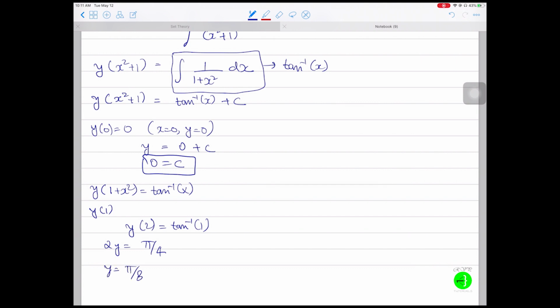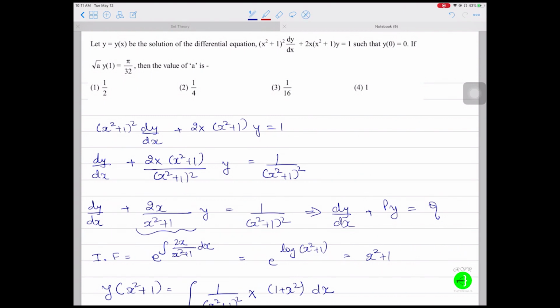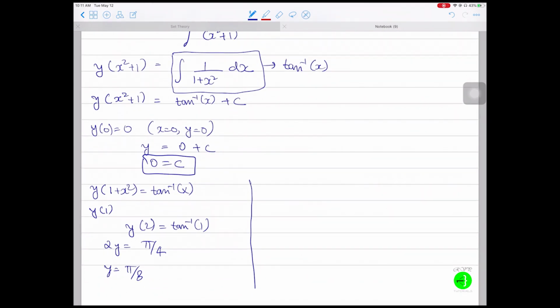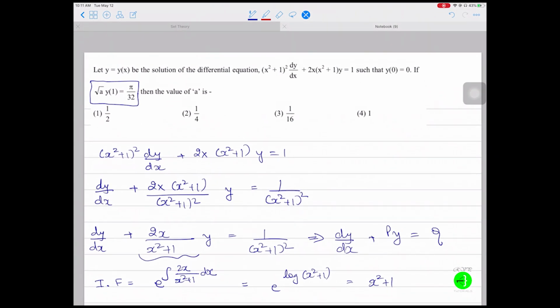And we are given that under root a times y of 1 equals pi over 32. So using this, we will get under root a as 1 over 4. So a is 1 over 16, which is option 3. Let's move on to the next one.